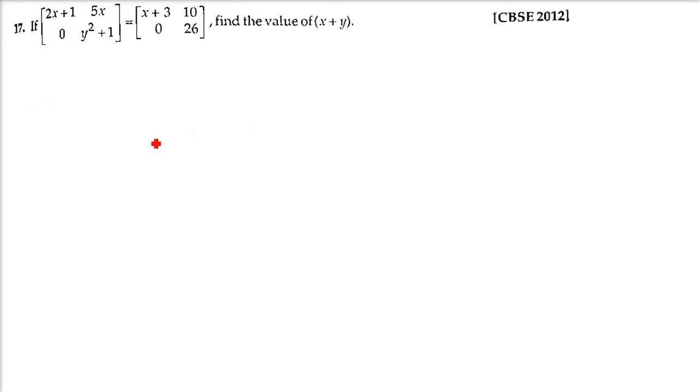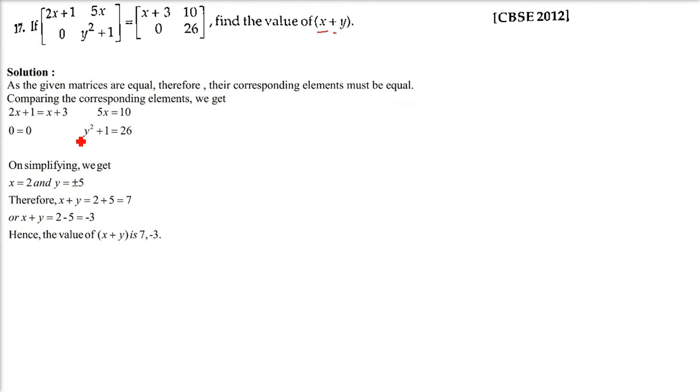So here there is a twist. We have to find not x and y but x plus y. So let us see how we get it. If you want to write it somewhere, like in the classwork, you can write like this which I just showed you, but I'll do this: 2x plus 1 equals x plus 3, 2x minus x is x, 3 minus 1 is 2. So x is 2 here.